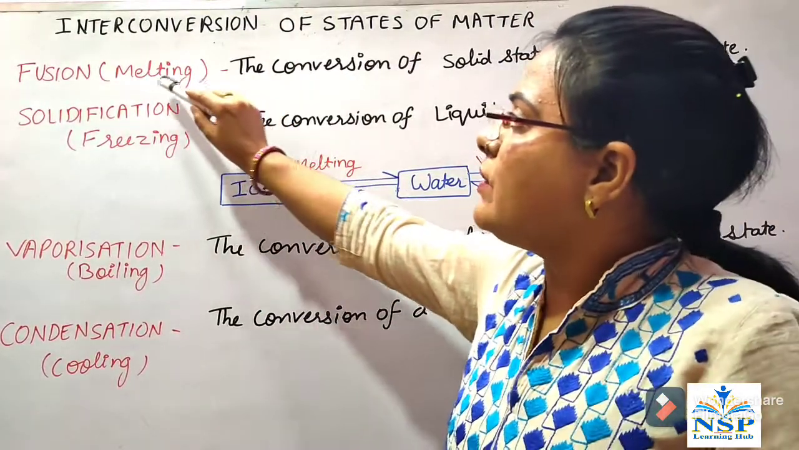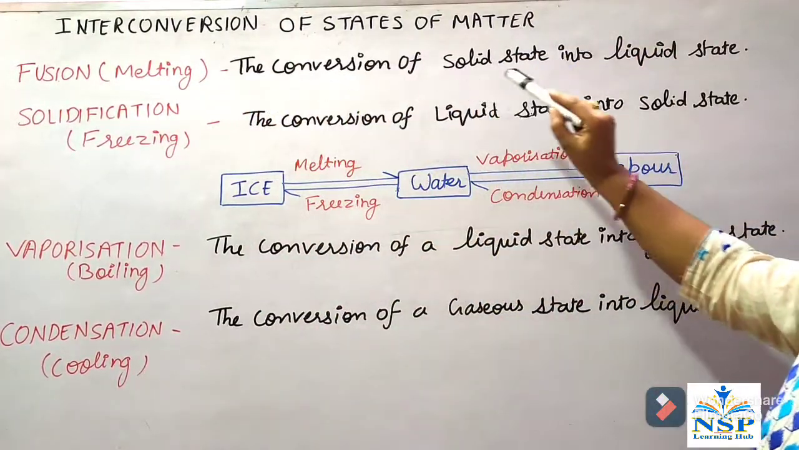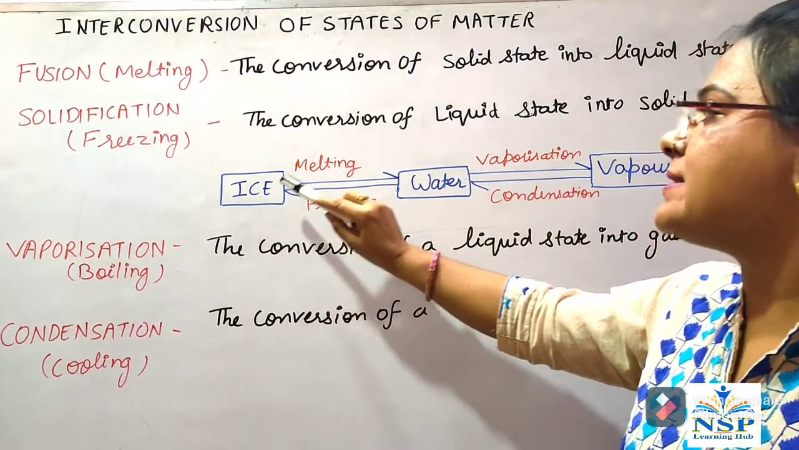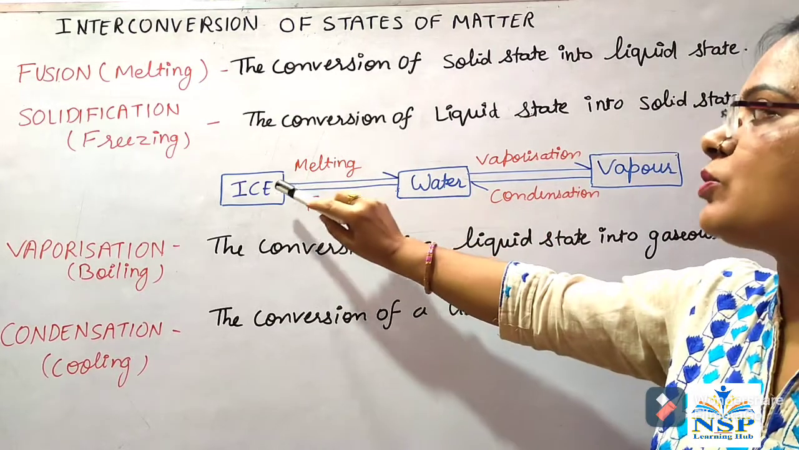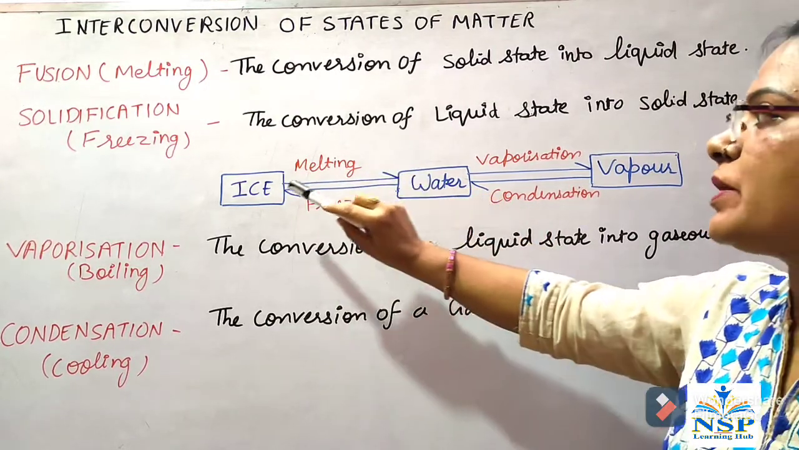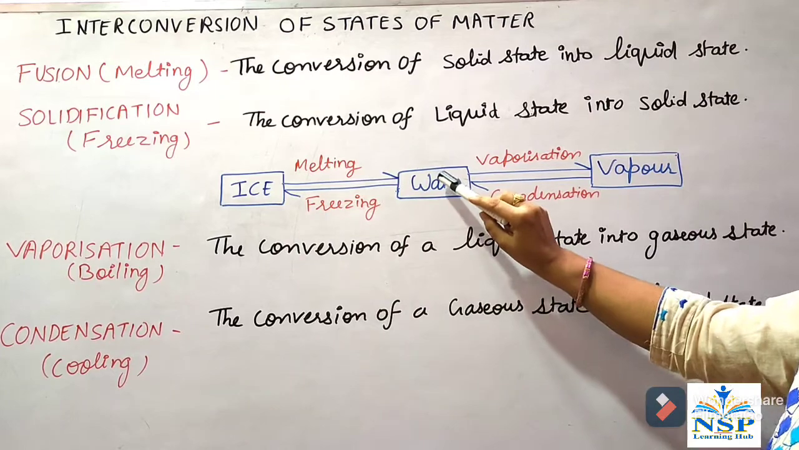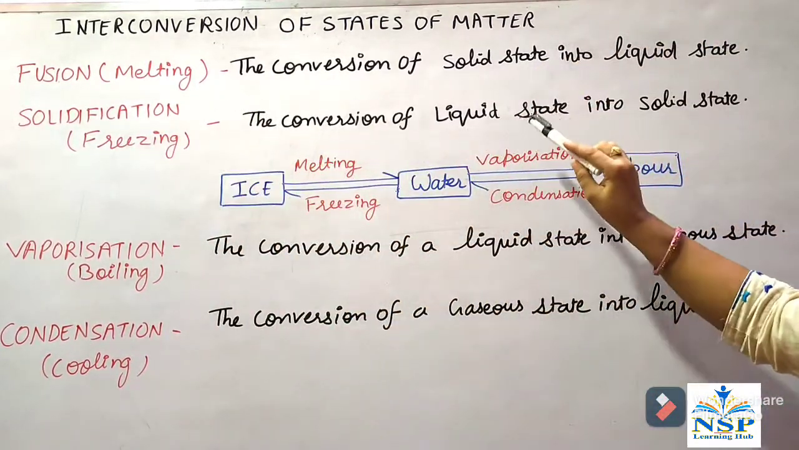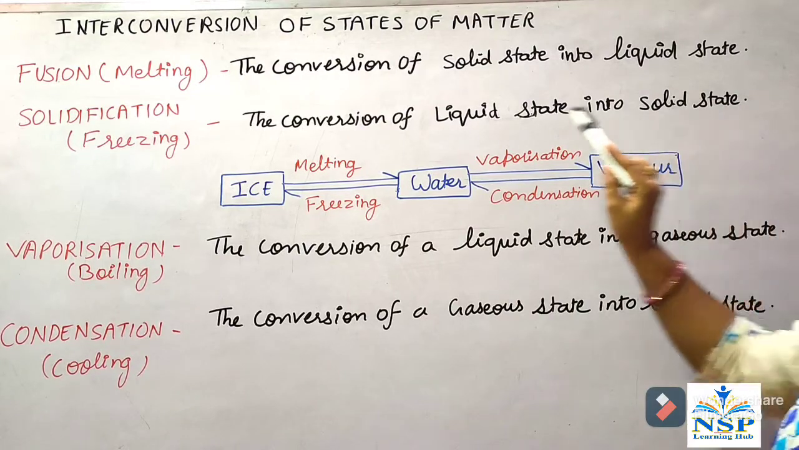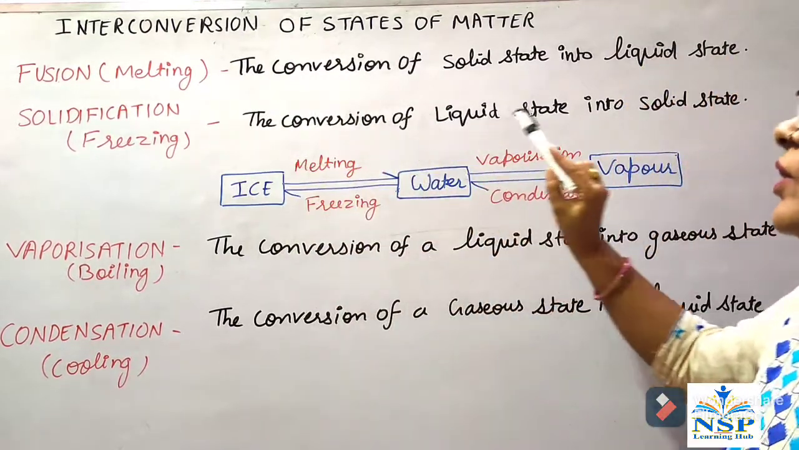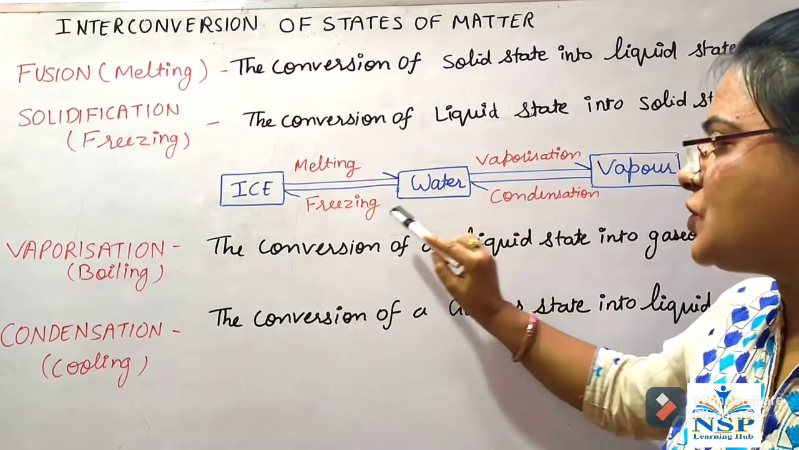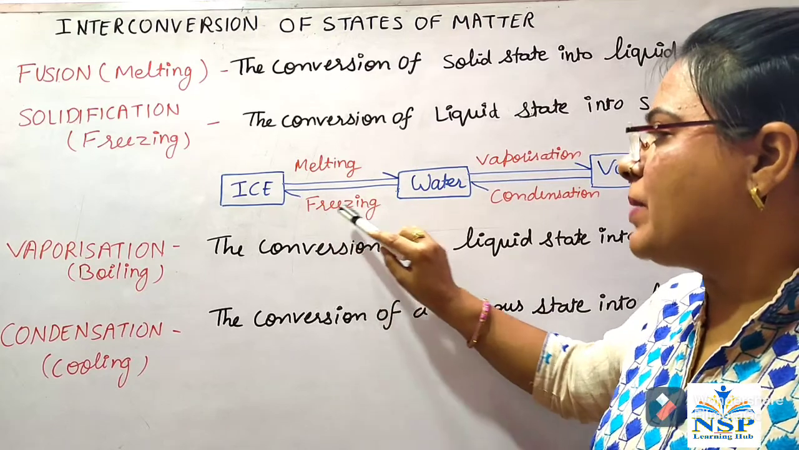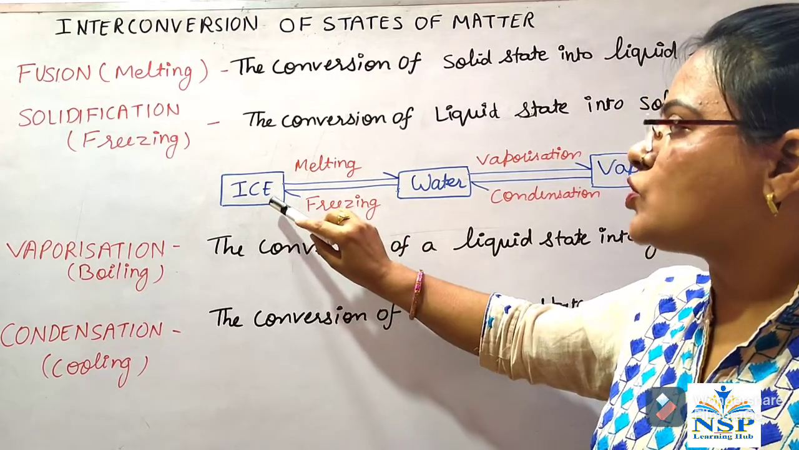Students, fusion or melting. The conversion of solid state into liquid state is called fusion. When ice changes into water, this process is called melting. This is because of increasing temperature. Solidification or freezing. The conversion of liquid state into solid state is called solidification or freezing. For example, when water changes into ice on freezing, by decreasing temperature, it is called solidification.